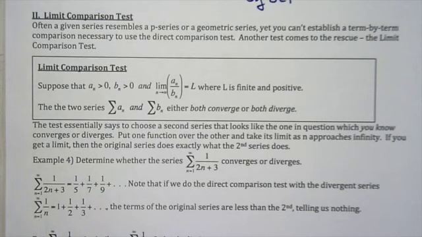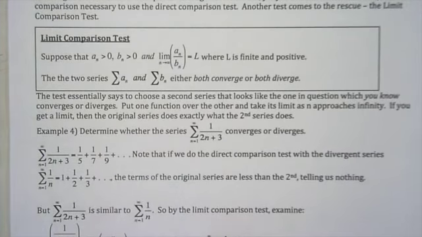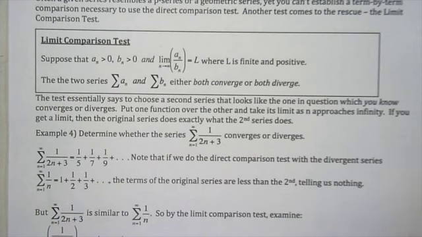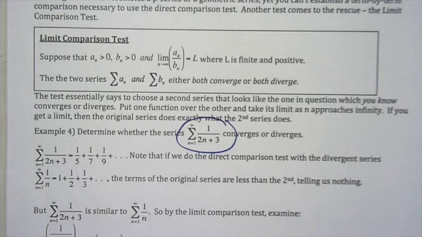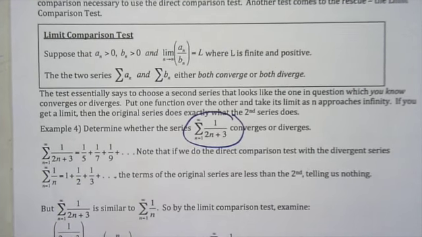There's another comparison test that we can use that will help us sometimes when the direct comparison test doesn't work. Same idea, it's called the limit comparison test. Let's say this is the series that we have, and let's try to see what happens when we use the direct comparison test.